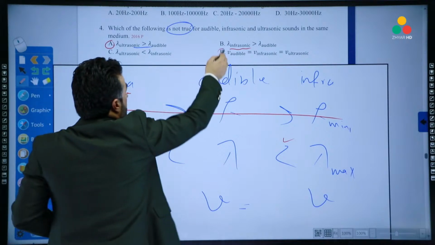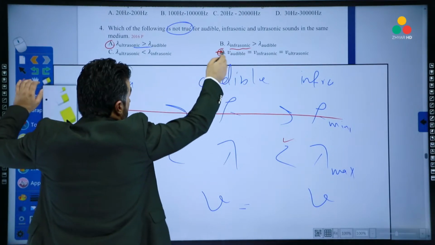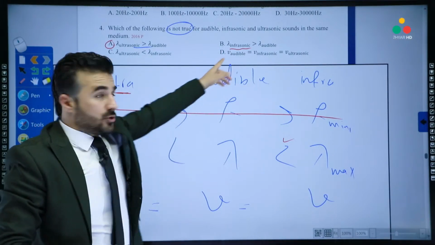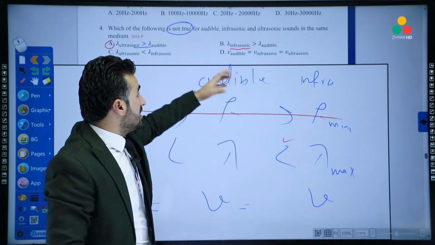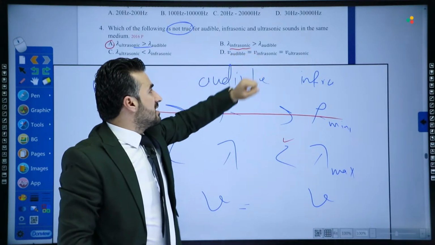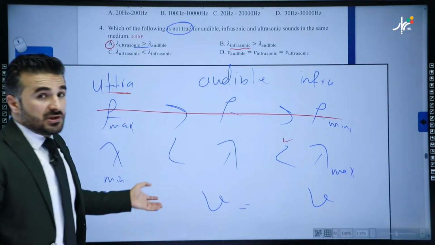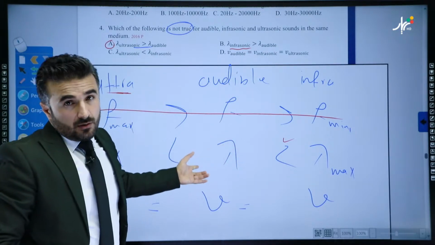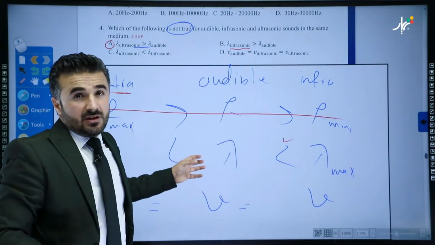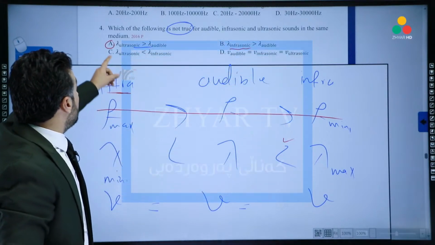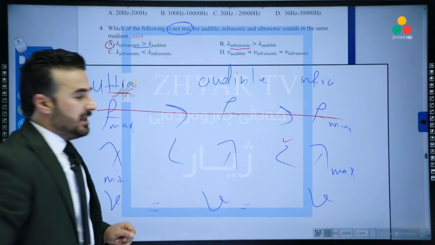The last option, I'm just trying to point out this one here. It says the speed of audible is the same as the speed of infrasonic, which is the same as the speed of ultrasonic. And of course this is also correct, so this is not the option that we're looking for here. So the only option we want would be option A in here.